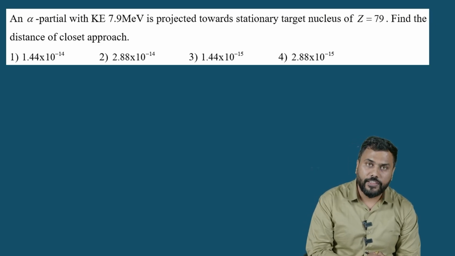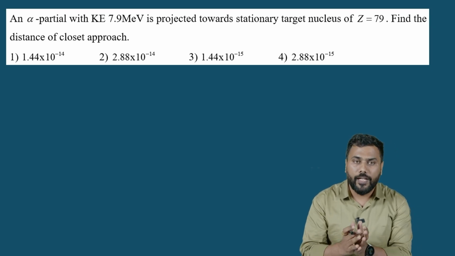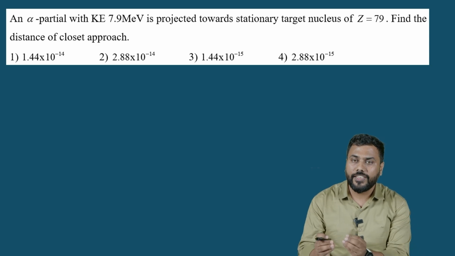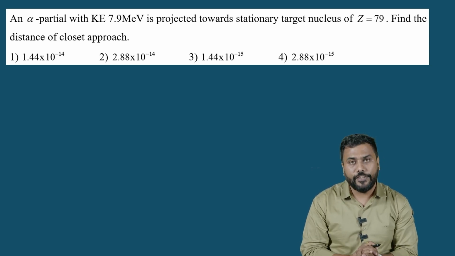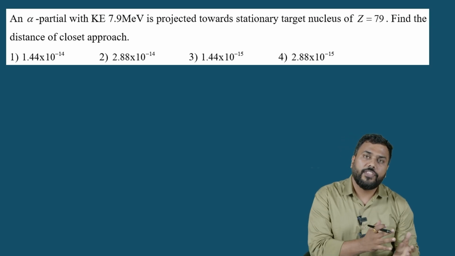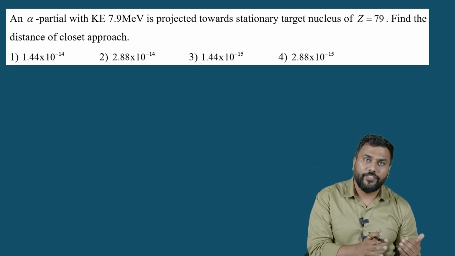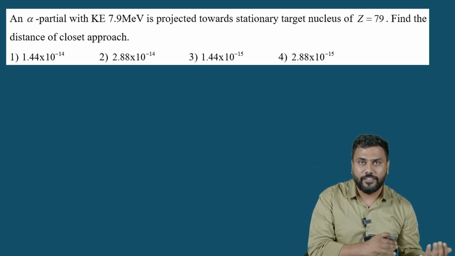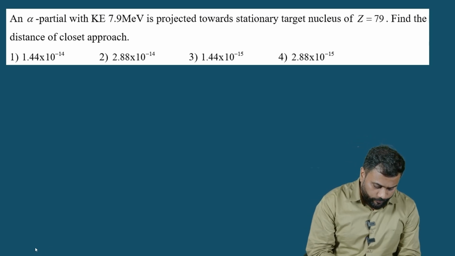Our first question is that there is an alpha particle with kinetic energy 7.9 mega electron volt. It is projected towards a stationary target nucleus of Z equal to 79. Find the distance of closest approach. If you have seen yesterday's Narayana live discussion of the paper, then you may have seen this question also. It was asked yesterday. So this is a similar question. Let us see how to tackle this question.